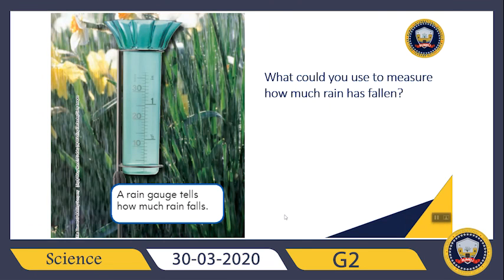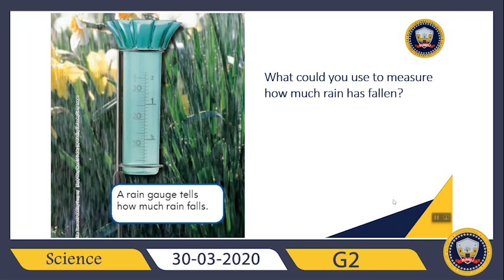If I want to measure how much rain has fallen, it's a rainy day and I want to know how much rain has fallen, I can use a rain gauge. You see this tool, we call it a rain gauge, it tells how much rain falls. The rain can come here and we can know how much rain has fallen. Again, to measure how much rain has fallen, we can use a rain gauge.